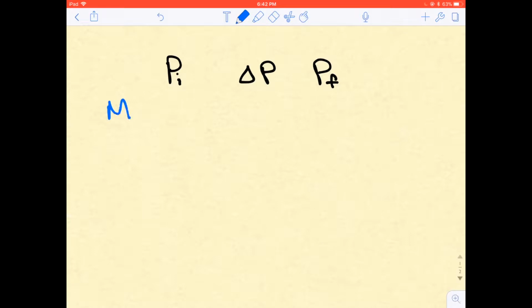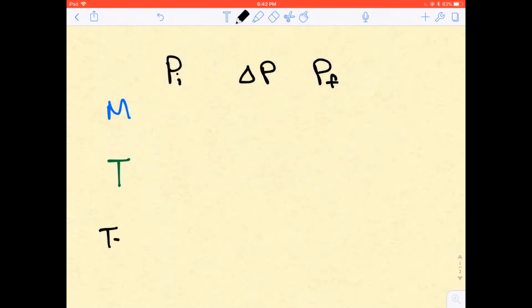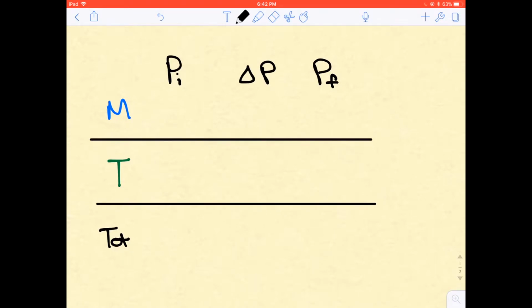Alright, so for the second part of this quiz, it's asking you to do a momentum chart. Basically, the initial momentum, change in momentum, and final momentum. Marty, which is in light blue, the truck, which is in green, and back to black for total. Alright, so I'm just going to draw the graph.